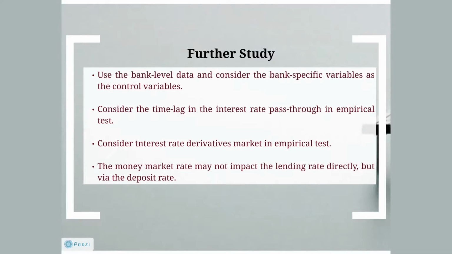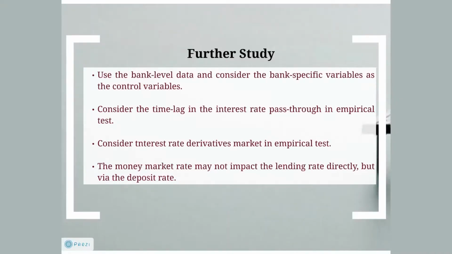First, because the author used the country-level data, not the bank-level data, in the future the study can use the bank-level data. If you use the bank-level data, maybe you can use the bank-specific variables as control variables, so maybe the conclusion is more interesting. Second, I think there is a time lag in the interest rate pass-through. If the money market rate changes today, it needs time to affect the lending rate. If we consider this time lag, maybe in future studies we will get more meaningful conclusions.